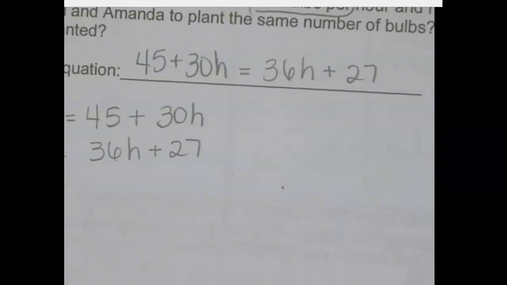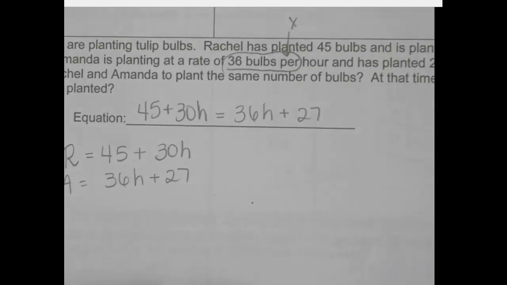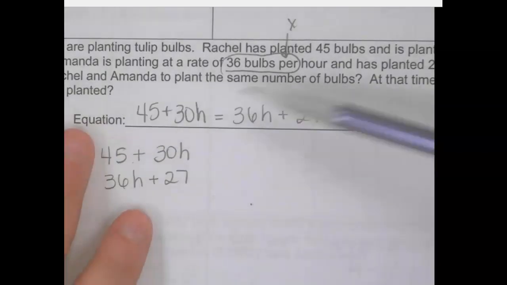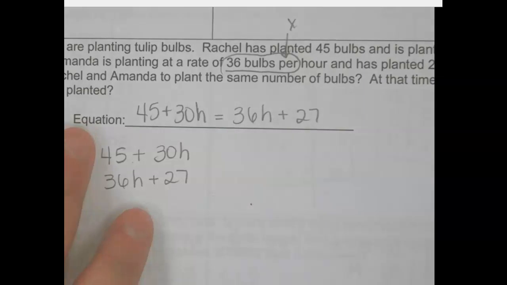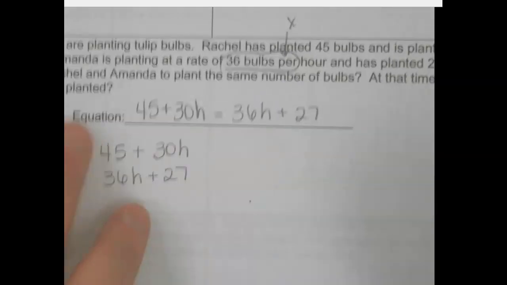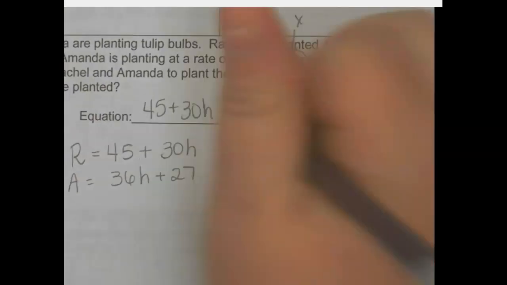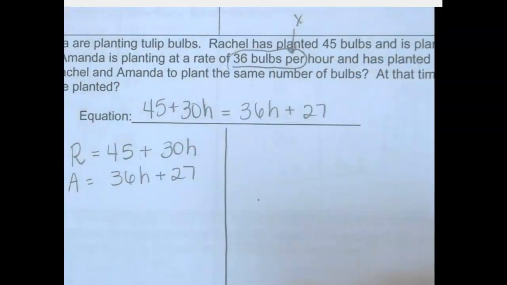Some of us are not reading the questions, and you're losing points because you're not answering the actual question. So this one has 2 questions. How long will it take Rachel and Amanda to plant the same number? So we're going to solve for our h. But there's a second question. At that time, how many bulbs will each girl have planted? So we also want to know how many bulbs were planted. All right? So I'm going to go ahead and solve for this.